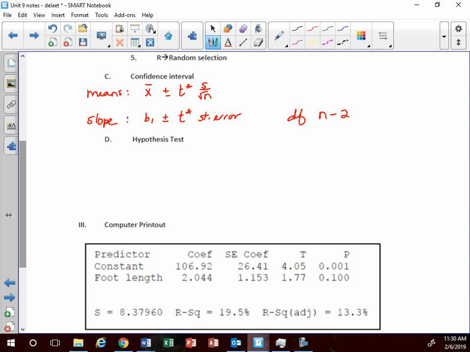All right, when you're doing your hypothesis test, you still have a null and an alternative. So your null is just that beta equals 0. The alternative could be beta is greater than 0, less than 0, or not equal to 0. Depends on the wording of the test that we're looking at.